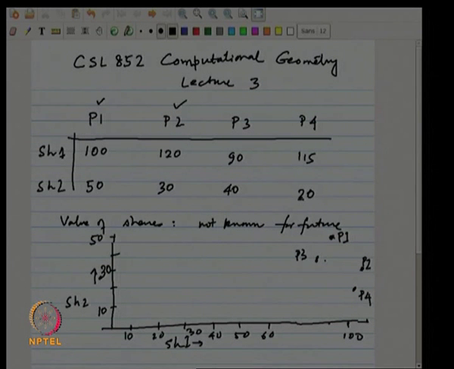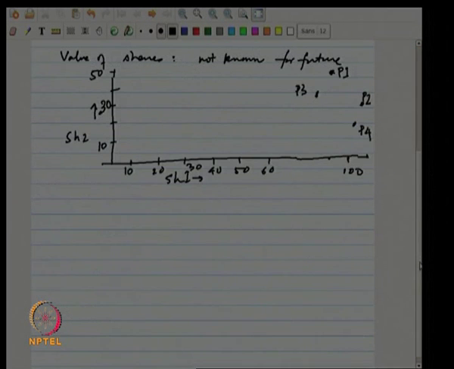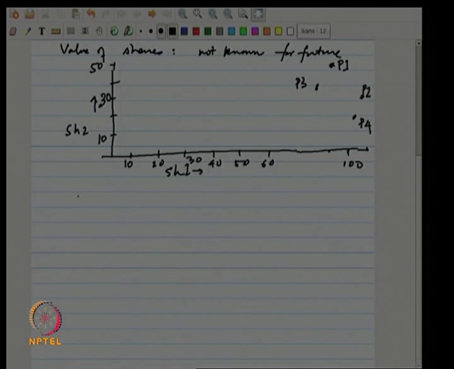Now, geometrically, what is happening is if you look at P1 and P3, both coordinates of P3 are smaller than P1, right? And both coordinates of P4 are smaller than P2. Right. So this relation where both coordinates are smaller, we have a name for it. So we say it dominates. So we say Pi dominates Pj if xi is greater than xj and yi is greater than yj.